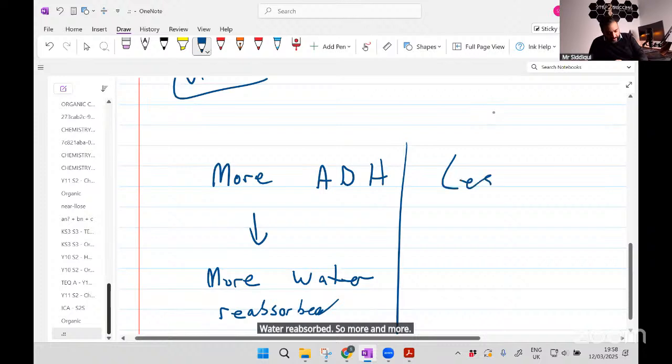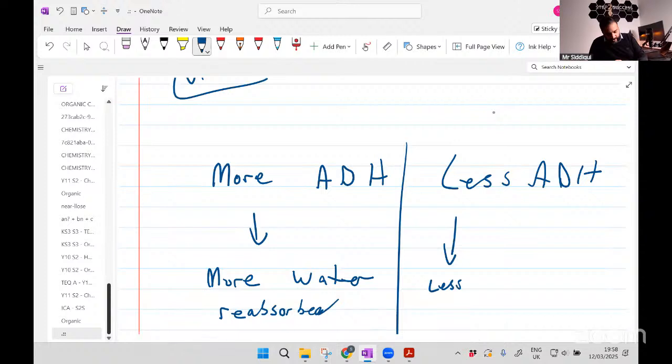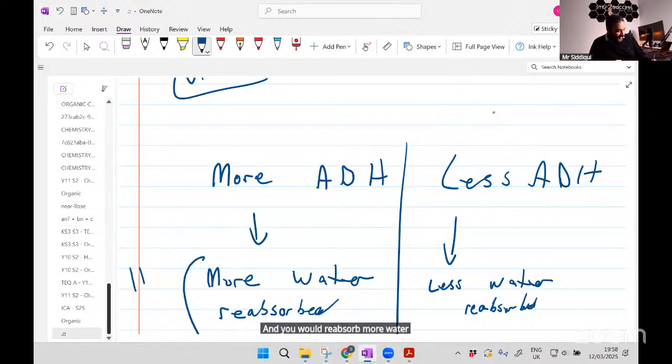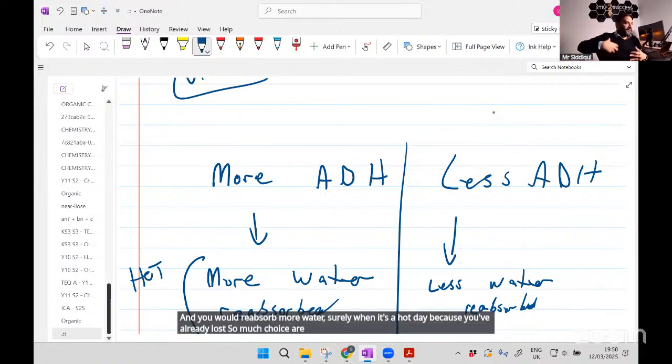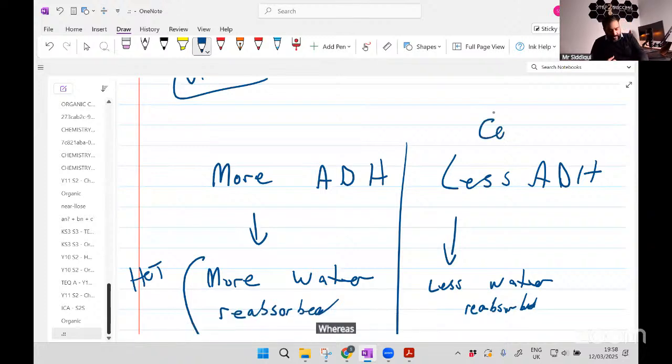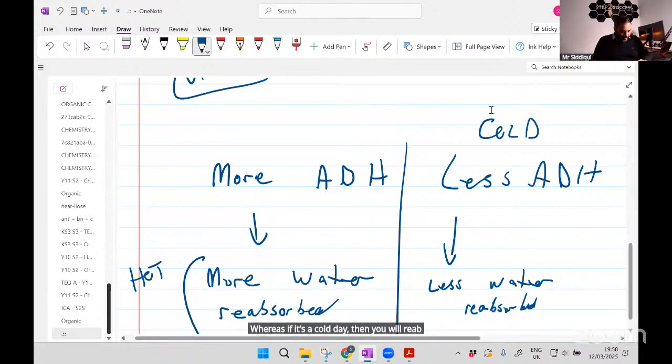Less ADH, less water reabsorbed. And you would reabsorb more water, surely, when it's a hot day because you've already lost so much of it. So reabsorbing means keeping in this context. You keep it in the body. Whereas if it's a cold day, then you will reabsorb less water because you don't need as much of it.